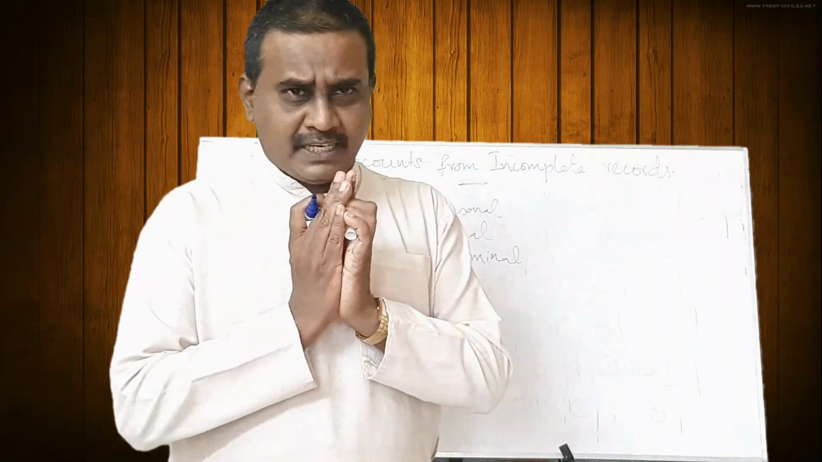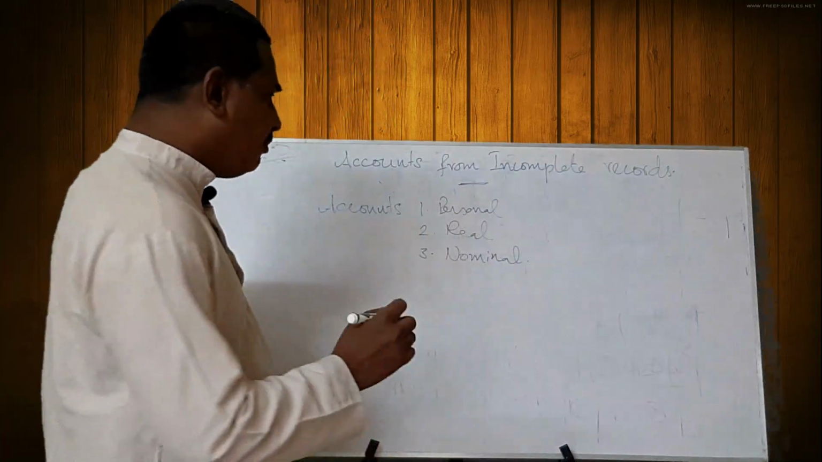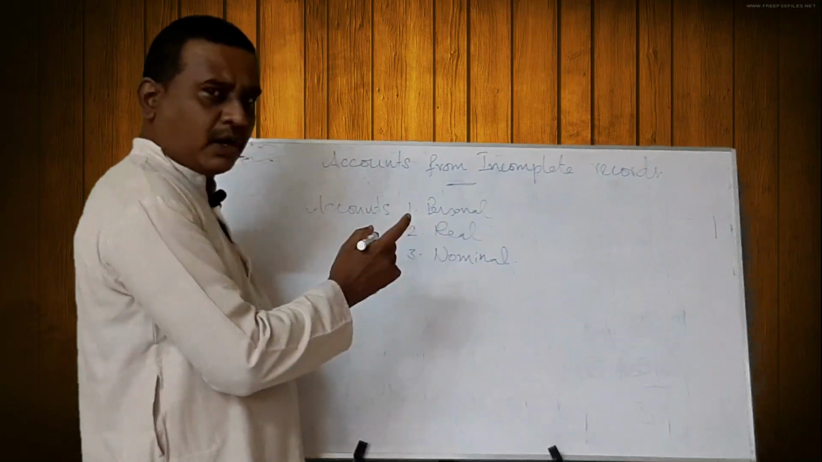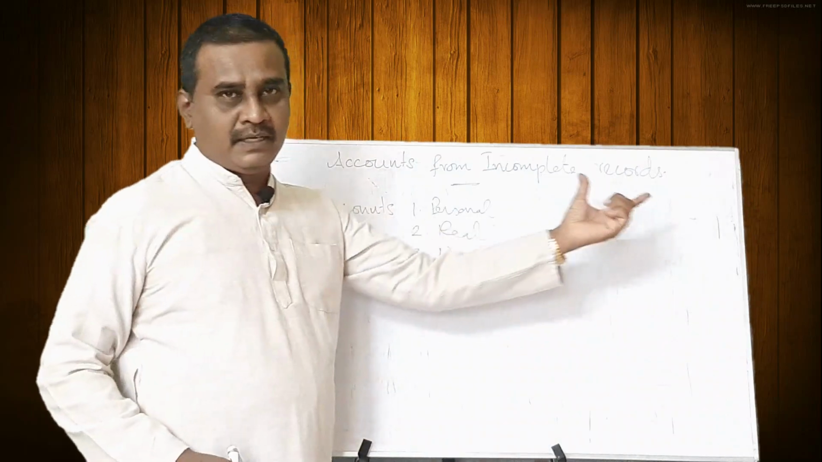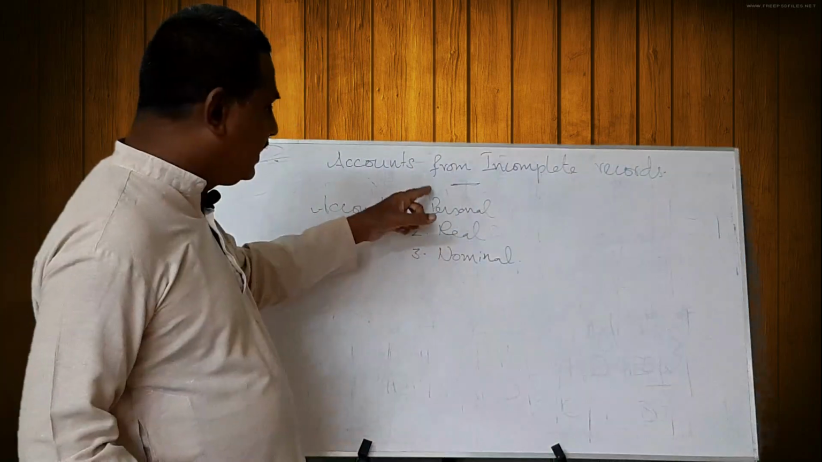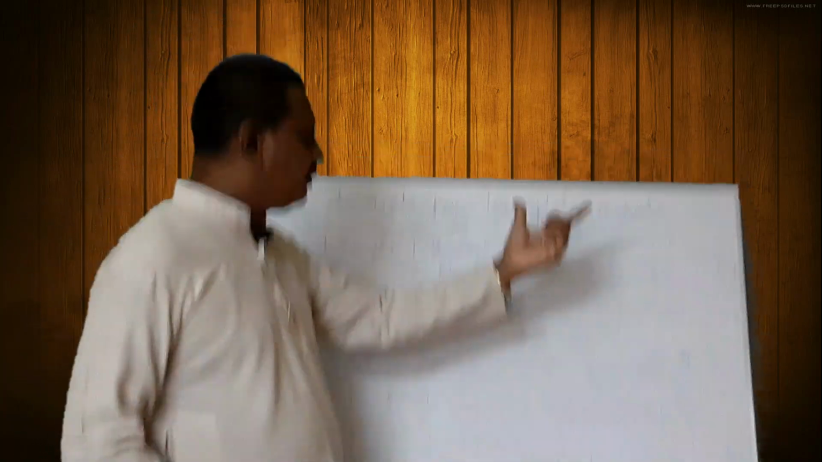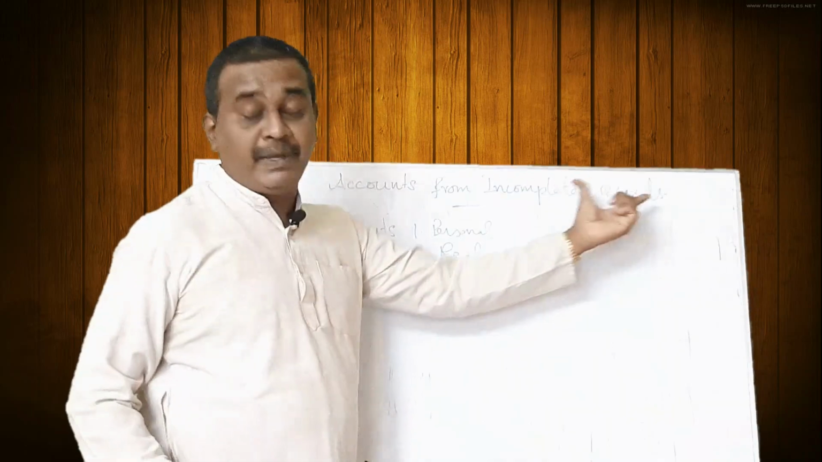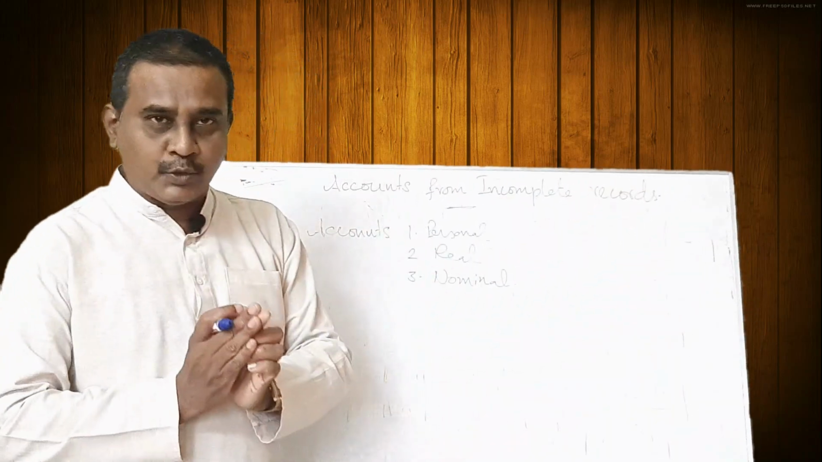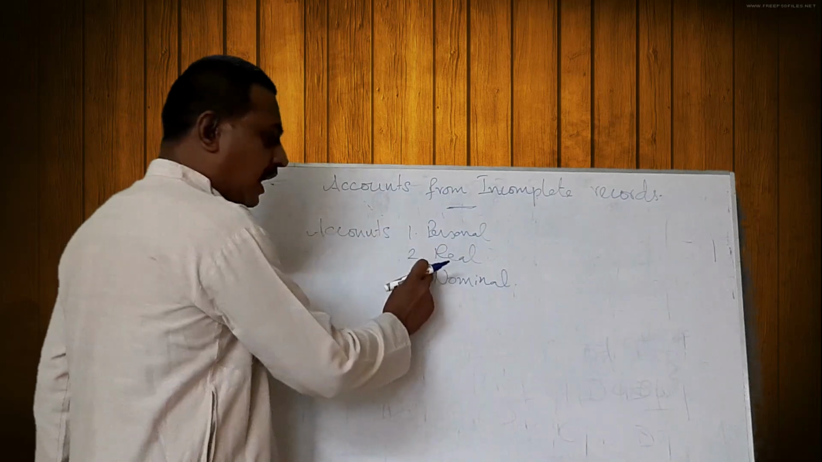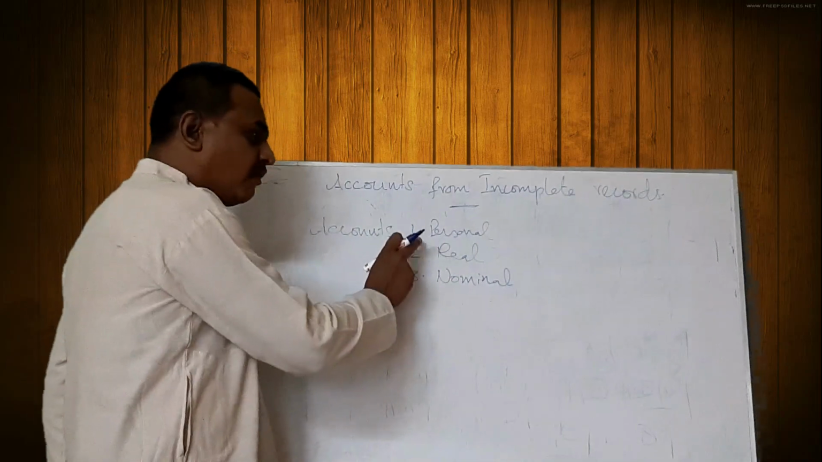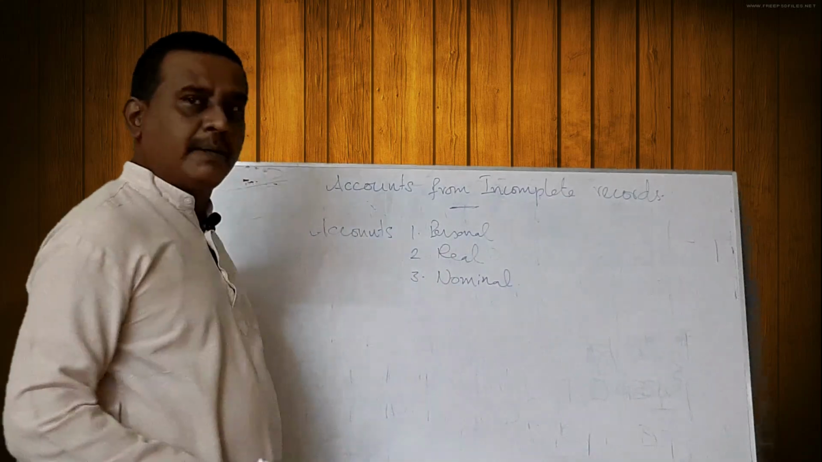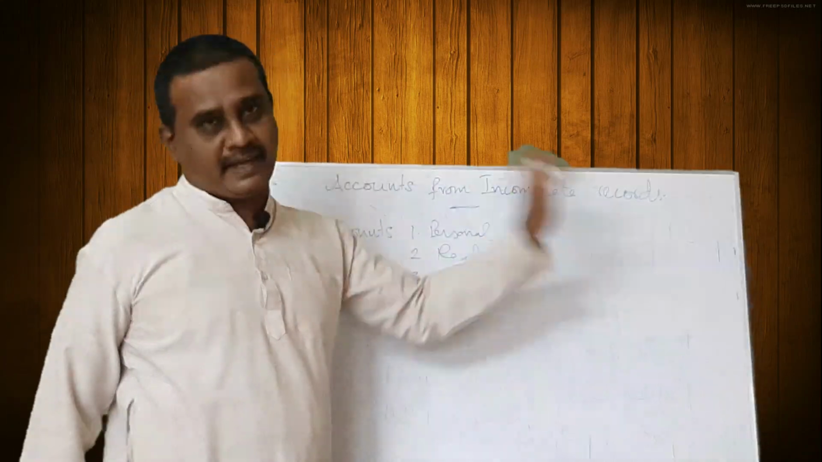Now, watch me clearly and listen to me clearly. If we maintain all these 3 accounts, that is called maintenance of complete records. If we fail to maintain any one of these accounts, it is called maintenance of incomplete records.